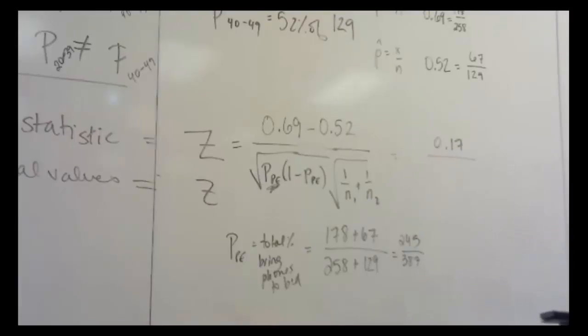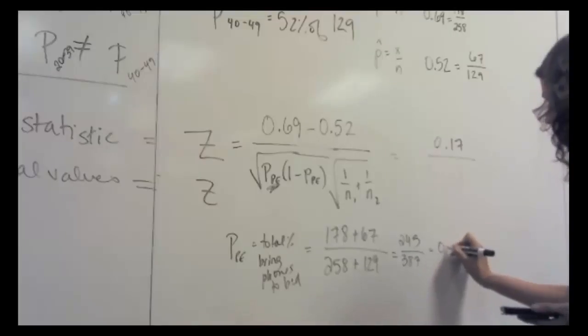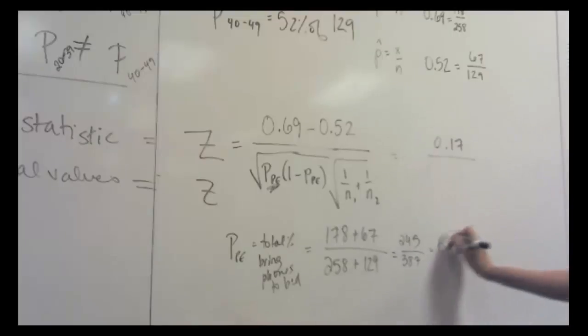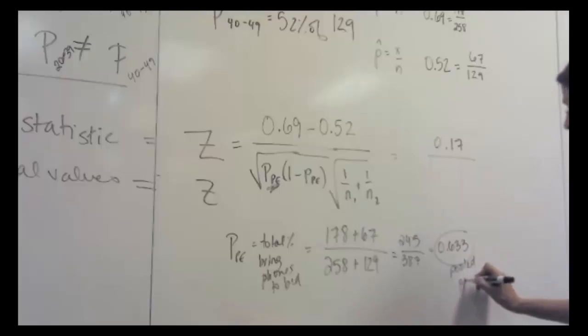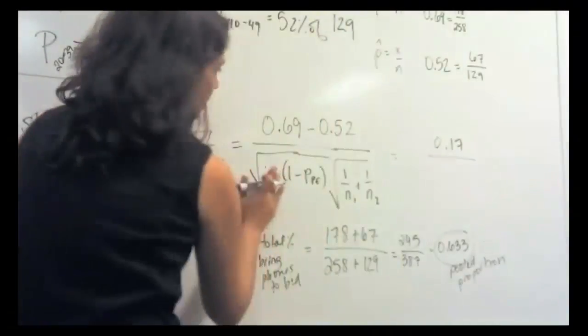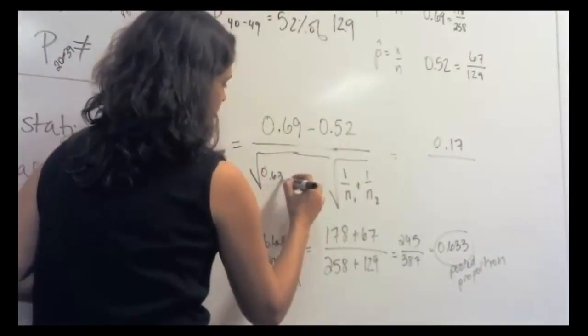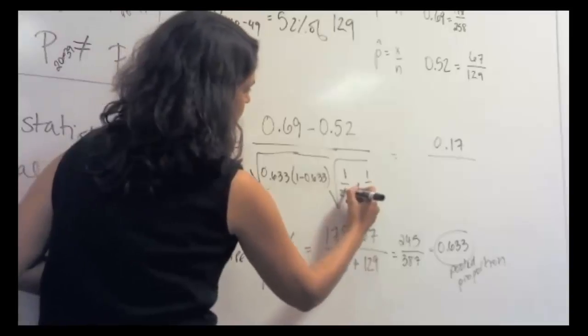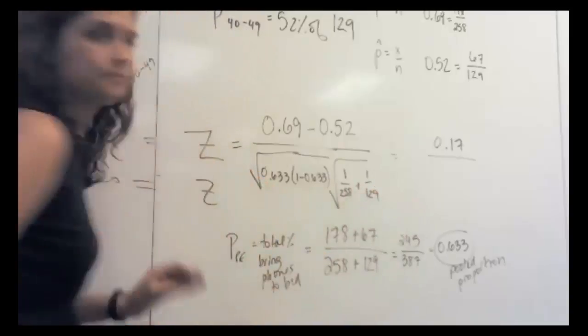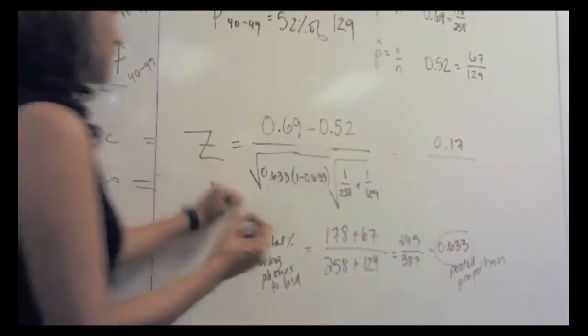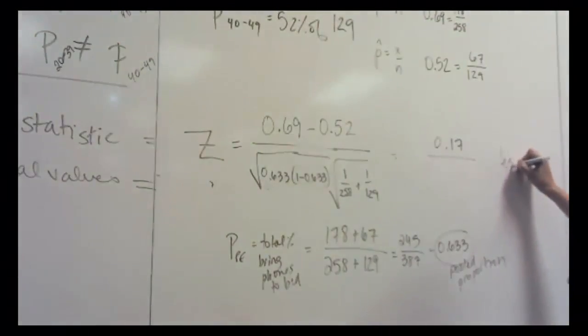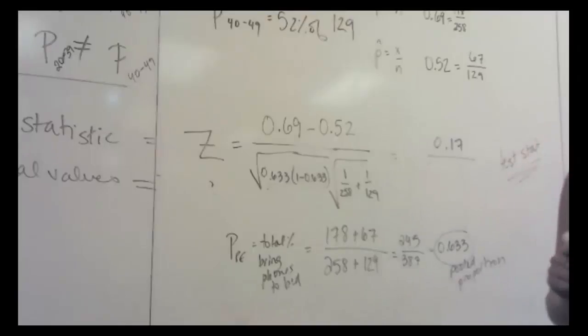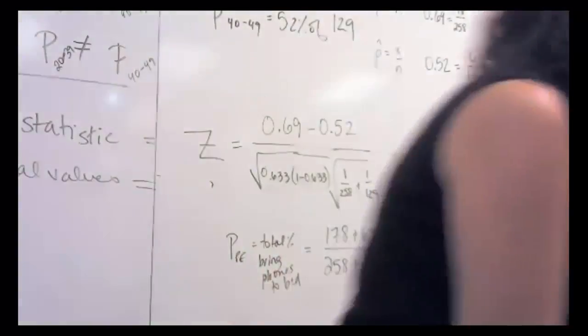So 245 divided by 387 gives me 0.633. This is my pooled proportion. And that's what I'm going to do right here. I'm going to plug this in: 0.633, 1 minus 0.633, n1 and n2, that's 258 and 129. By the way, this is my test statistic. It came from my samples. I'll go ahead and get the answer.